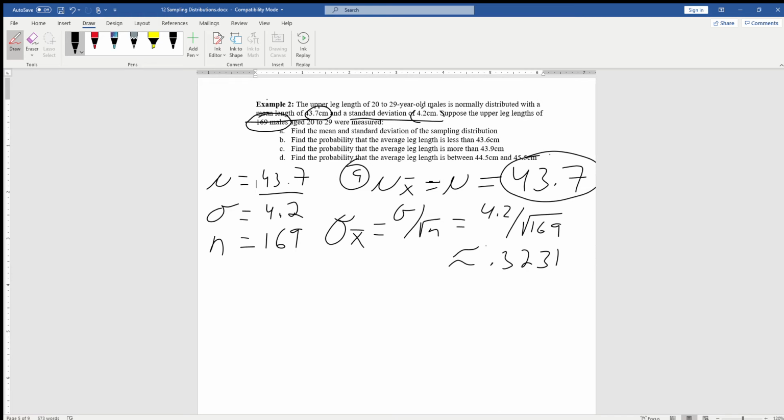Now remember, if you round differently, you might get slightly different answers than I do. Doesn't mean you've done anything wrong. So that should be really easy for part A, and those are always fairly easy types of problems no matter what.